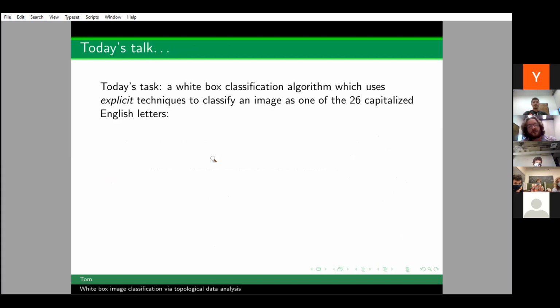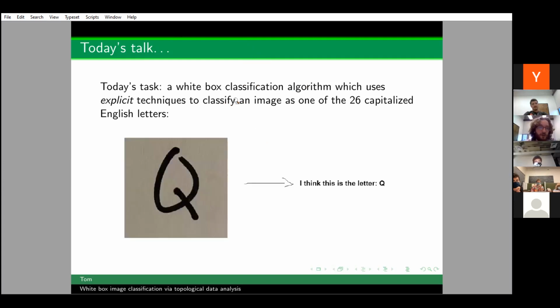So what we want to do today is a little bit of an exercise in computer vision. The idea is that we want to develop a white box or explainable classification algorithm, which uses explicit techniques to classify an image as one of the English letters. So as input, we would have this image on the left-hand side. We would feed this into some automated algorithm that hopefully we can explain. And then the output of that algorithm is a classification into one of the English letters. So here we're taking a physical drawing. To humans, this looks kind of stupid, but again, the emphasis is that this is for a computer to take an image into a piece of text, and so it's not exactly trivial.